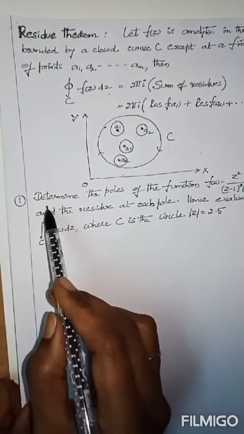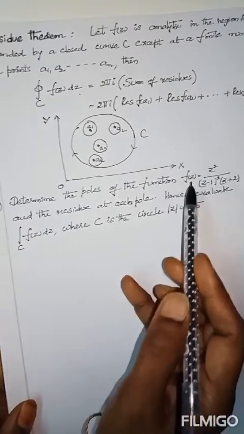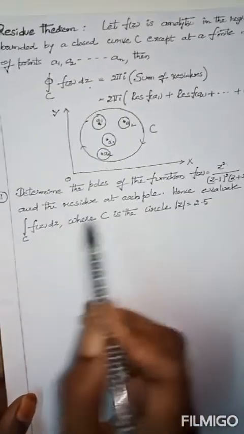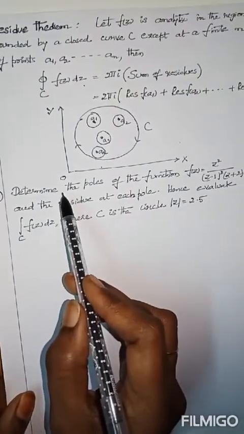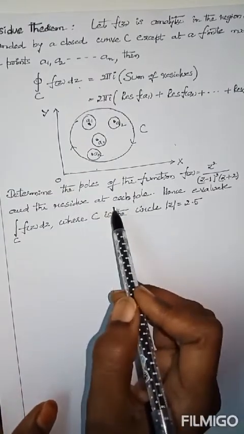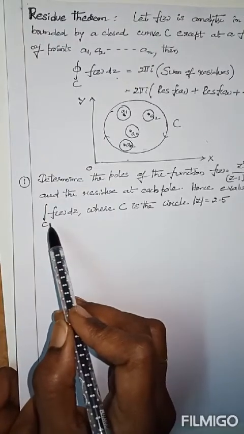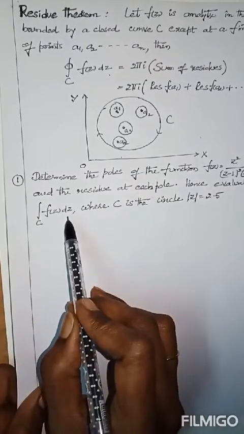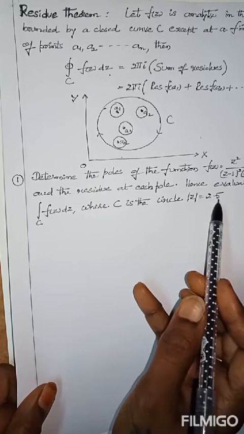So here also there is one problem. Determine the poles of the function f(z) = z squared by (z minus 1) whole squared times (z plus 2), and the residue at each pole. So we have to find the poles and then we have to compute the residues. After getting these, hence evaluate the integral over C of f(z), I mean how to integrate the given function f(z) with respect to z, where C is the circle modulus of z equal to 2.5.